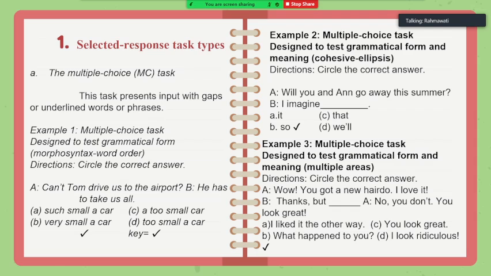Okay. The first one is selected response task types. Selected response task types have many parts. The first part is the multiple choice, or MC, task. There are three examples of multiple choice tasks. The first one is designed to test grammatical form, morphosyntax, and word order.